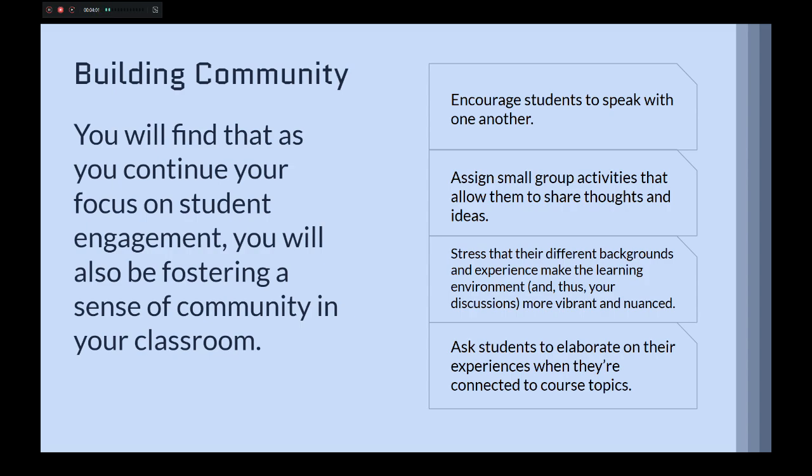And also stressing too that those different approaches are protected in the classroom. People do not have to have the same thoughts. And then finally, ask students to elaborate on their experiences when they're connected to course topics.